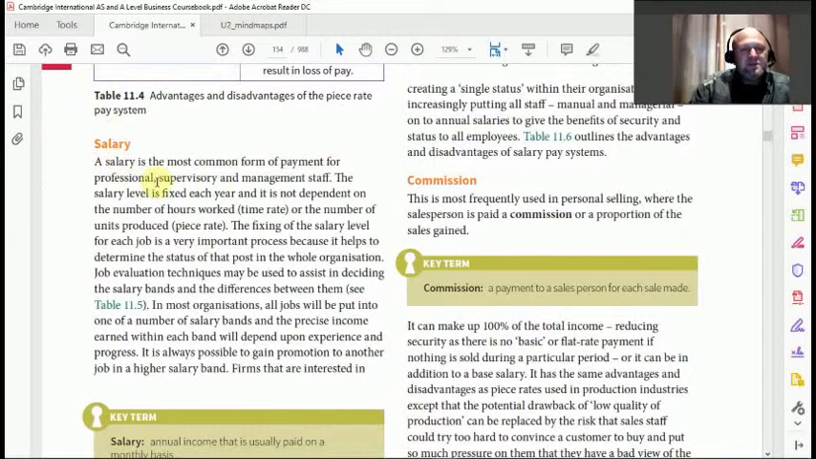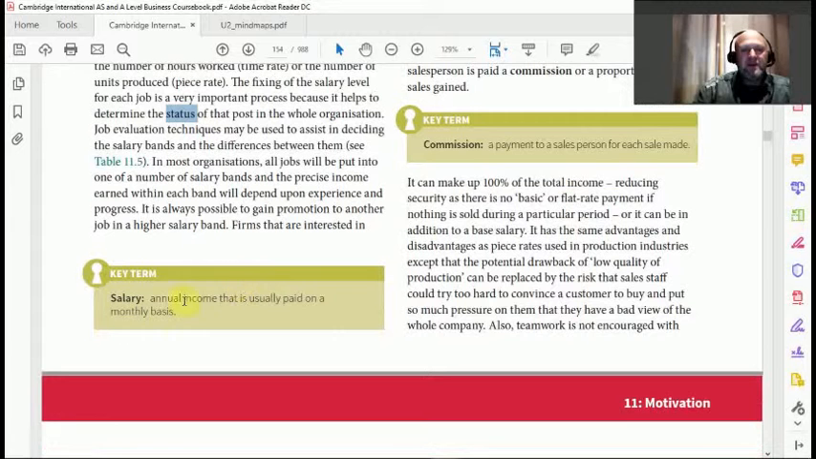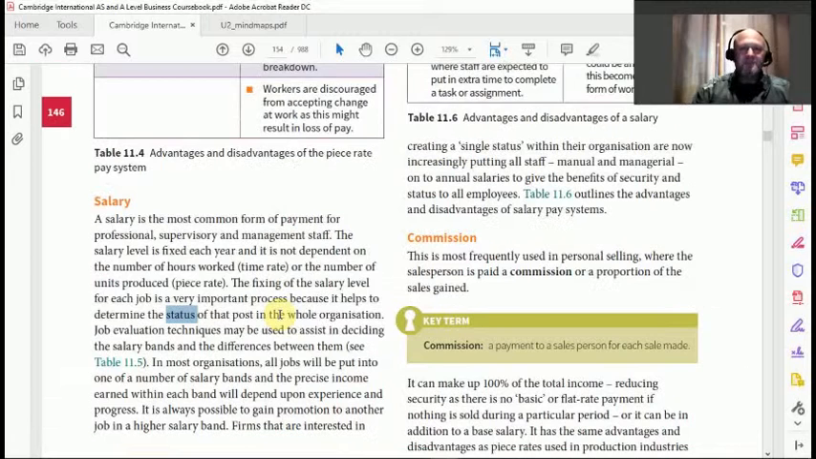A salary is also a very common way of paying professionals, supervisors and management staff. The salary level is fixed each year, and doesn't depend on the number of hours worked or the number of units produced. The fixing of the salary of each job is a very important process, because it helps determine the status. So in a lot of IT work, for example, or in a bank, according to your ranking, that's basically where your salary band would be. So the annual income would be paid on a monthly basis, depending on your experience.